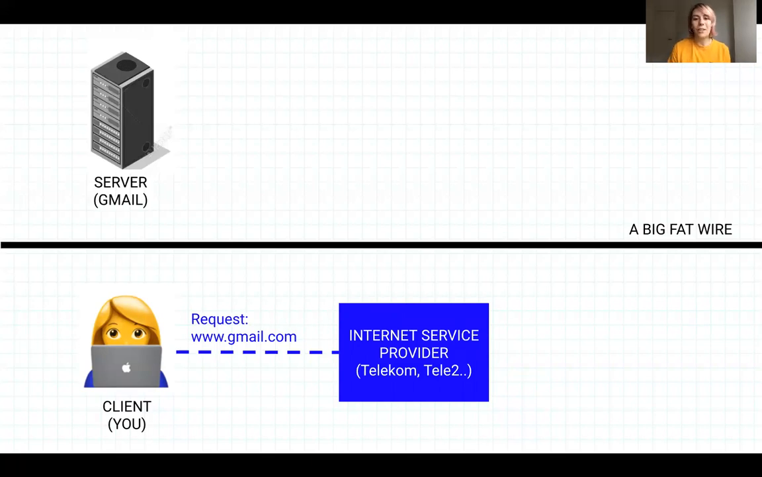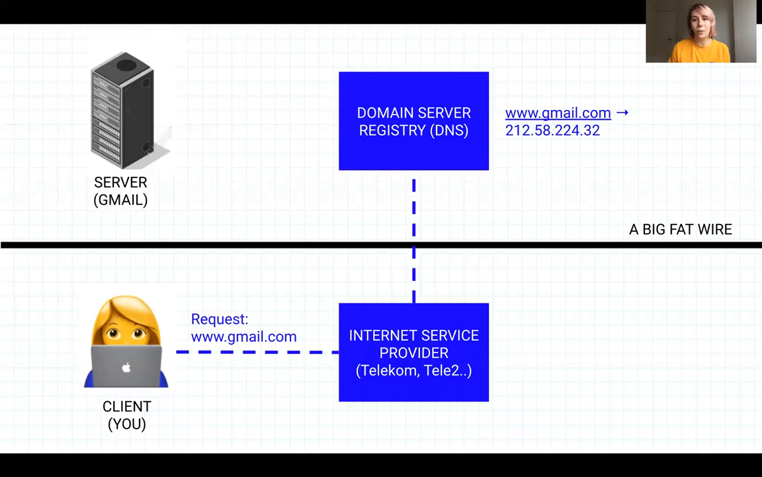After that, your internet service provider is forwarding your request for the website to something that is called Domain Server Registry, short DNS. And what the Domain Server Registry does is actually translating the URL that you chose, the domain, into something that is called an IP address. That are the numbers that you see there. And the reason why we need a domain server registry is that no one of us wants to remember this string of numbers if you want to visit a website, right?